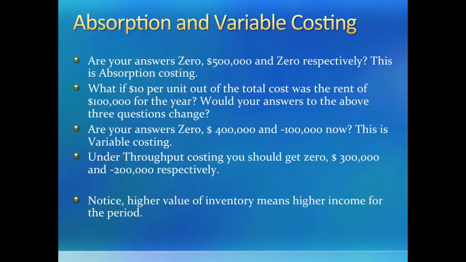Under throughput costing, you should get 0, 300,000 and $200,000 negative respectively. Notice that higher value of inventory for each method means higher income for that period. We will come back to this point later.